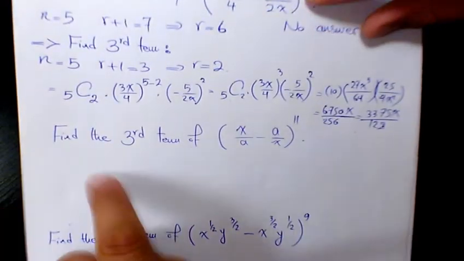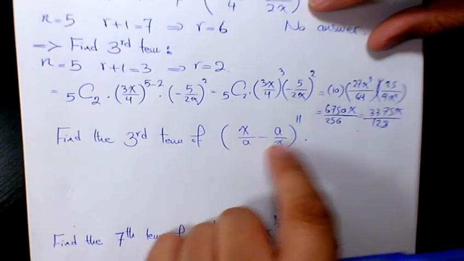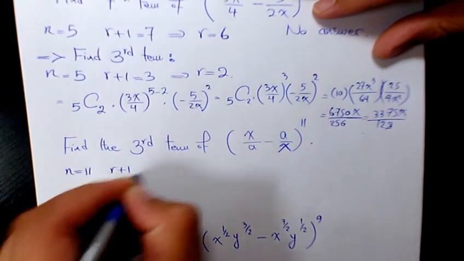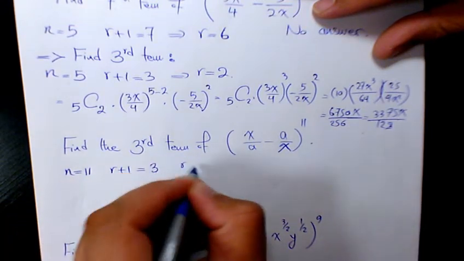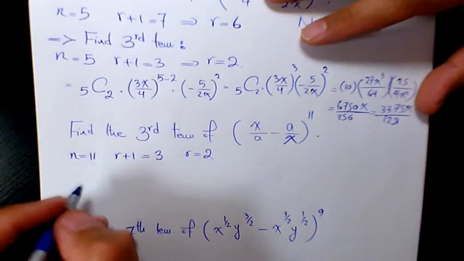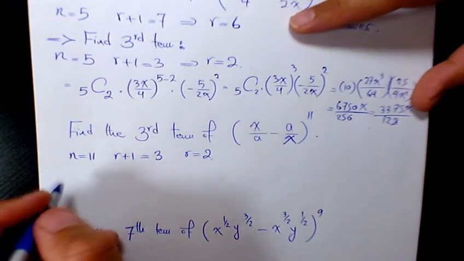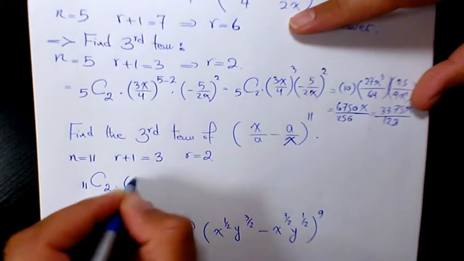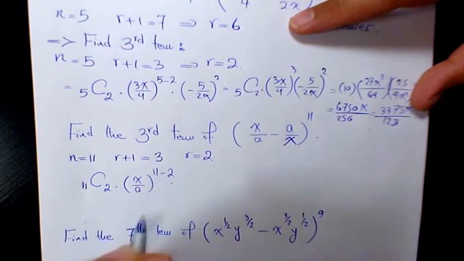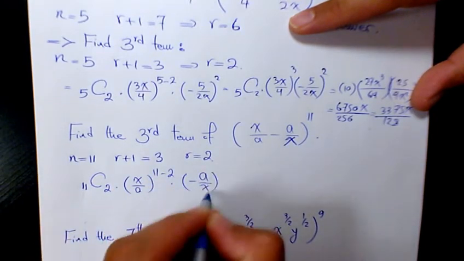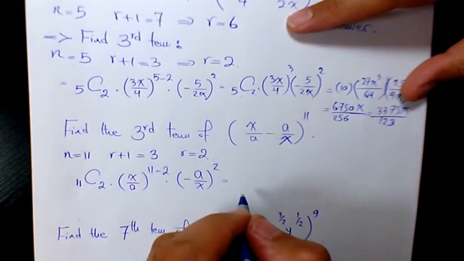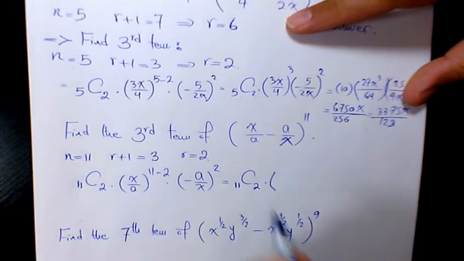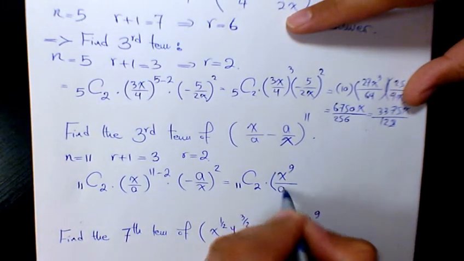Next one. Find the third term of (x over a minus a over x) to the power of 11. So n is 11. r plus 1 is 3. r is 2. So that's going to be 11c2 times (x over a) to the power of 11 minus 2, times (negative a over x) to the power of 2. So that's going to be 11c2, x to the power of 9, a to the power of 2.